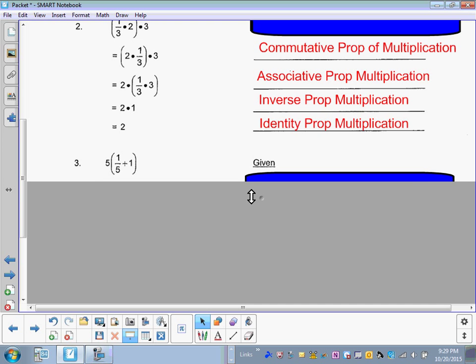Okay, number 3, go ahead and try number 3. We have 5 times the quantity 1/5 plus 1. So go ahead and identify the properties for each step.